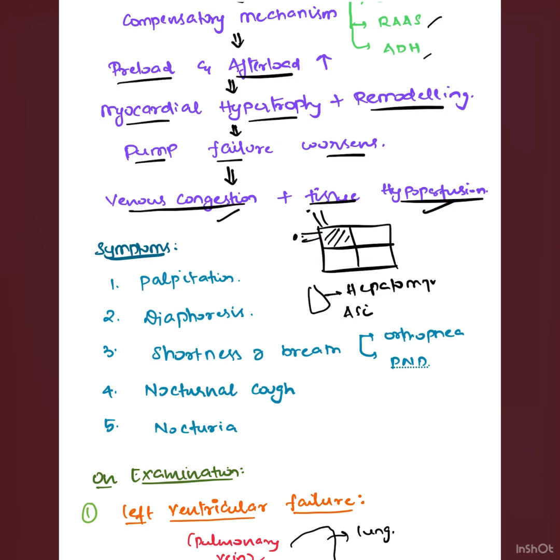Tissue hypoperfusion occurs because of the inefficient pumping capacity of the heart. The heart is unable to pump blood to the periphery, so the peripheral tissues are not getting enough oxygenated blood. Hence cold clammy peripheries occur.